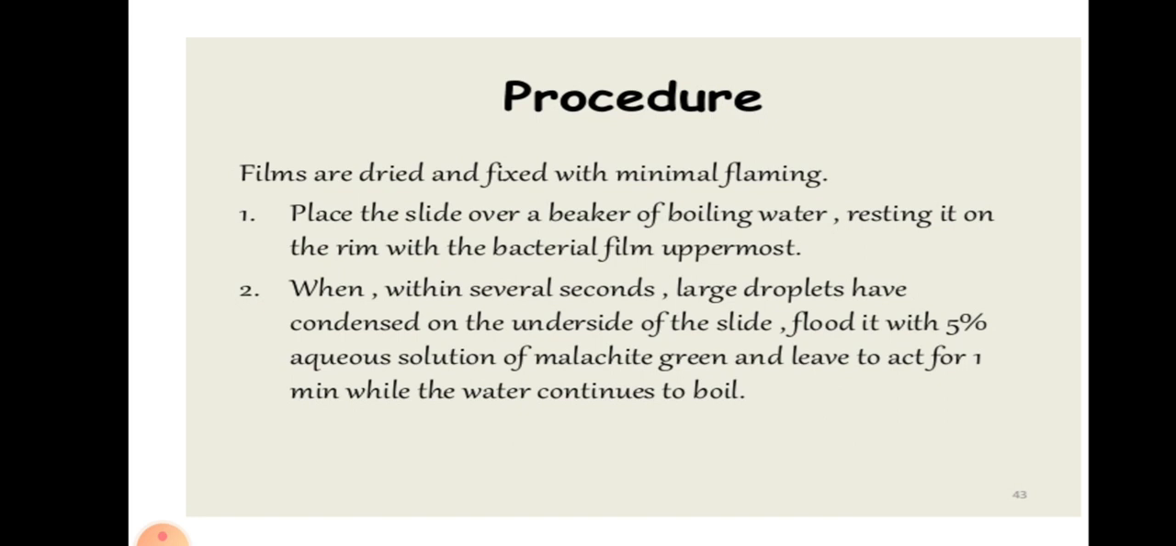Procedure for spore staining. The films are dried and fixed with minimal flaming. Place the slide over a beaker of boiling water, resting it on the rim with the bacteria film uppermost. When within several seconds large droplets have condensed on the underside of the slide, flood it with 5% aqueous solution of malachite green and leave to act for 1 minute while the water continues to boil.